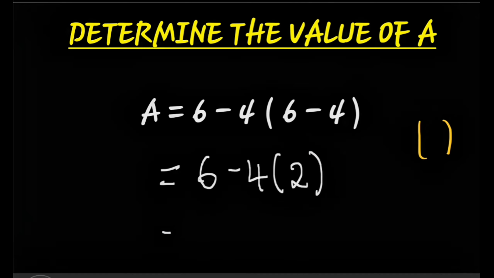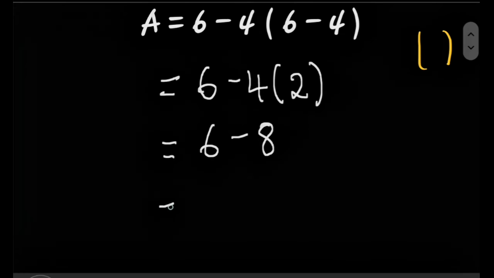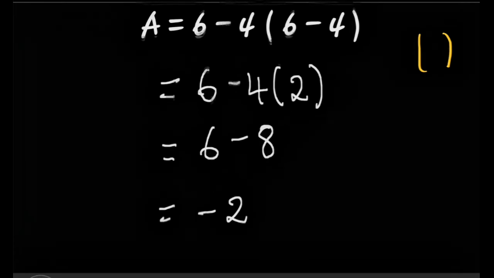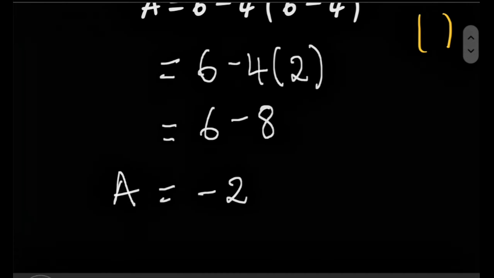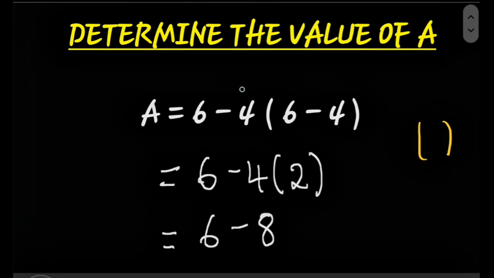So the next step here, we're going to copy 6 minus 4 multiplied by 2, that is 8. And after doing this, we have 6 minus 8, that's negative 2. So the answer for our expression here is A equals negative 2. So the value of this expression is negative 2.